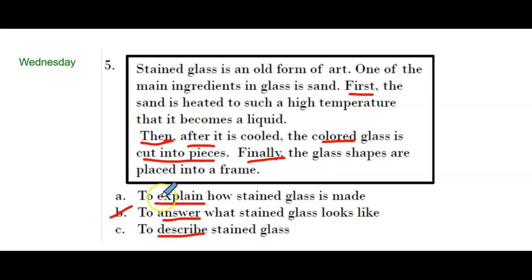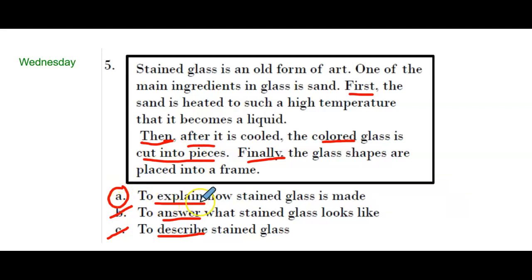Do we see explaining words like transition words in the entire passage? Yes, we do. I see transition words in the first and second paragraph. So, to describe stained glass is a good answer, but is it the best answer, boys and girls? No, it's not. So let's slash C because they only describe stained glass in the second paragraph.